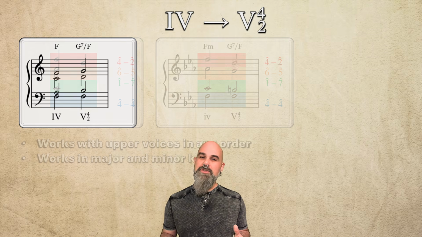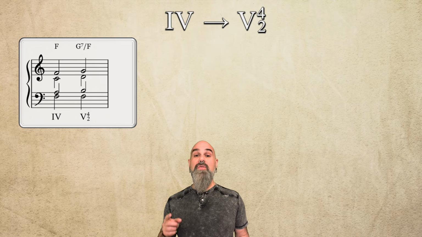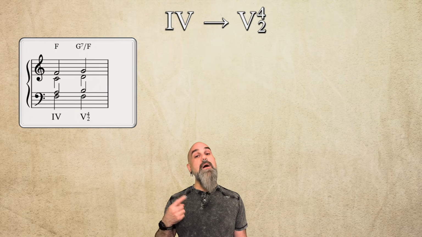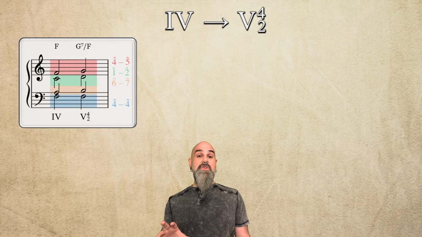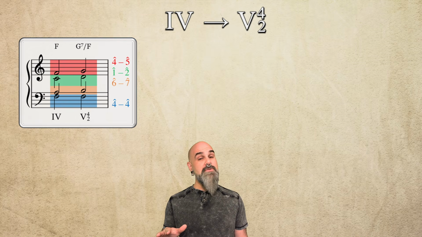But there's another special option that only works in major keys, and only when the upper voices are in a specific order. The root of the 4 chord has to be above its fifth. You can take all 3 upper voices up in parallel, 4 to 5, 1 to 2, and 6 to 7, with the bass staying on scale degree 4.